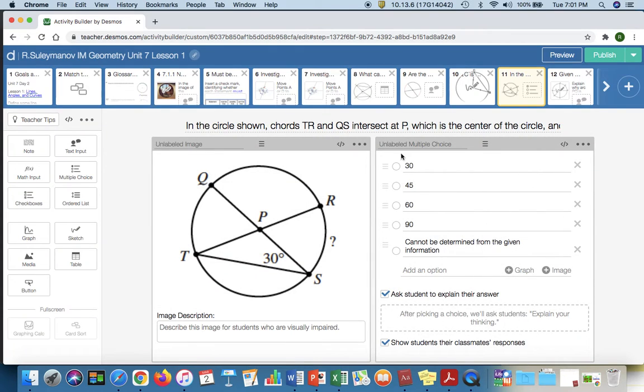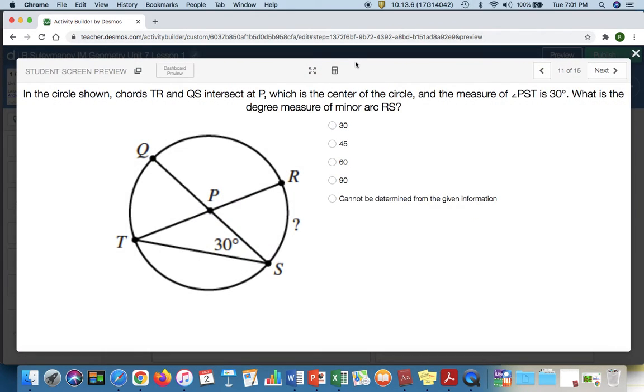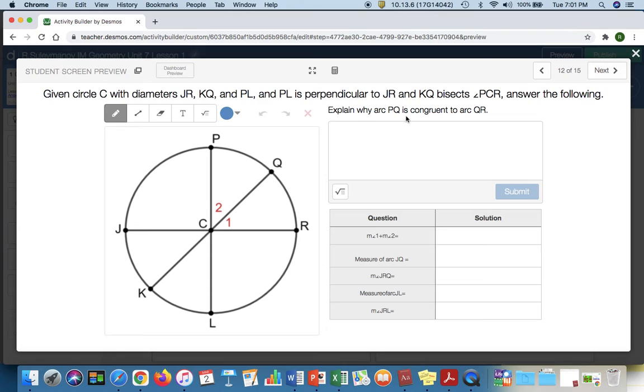As I X out of this to the teacher version, right? If you don't want to add that, unclick this, ask student to explain their answer, and they won't get that option. There's only one more question. And again, this is really just to highlight the qualities of Desmos. So a lot going on in this question.